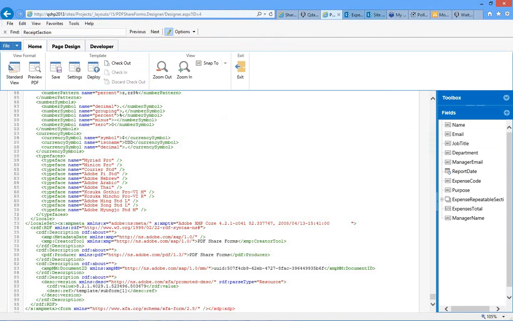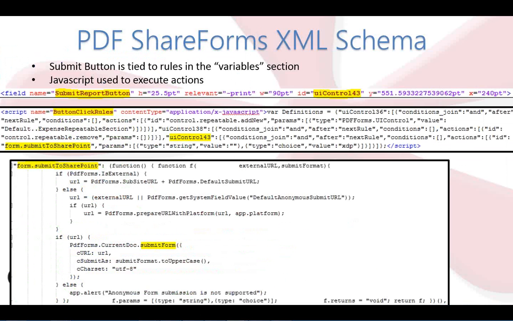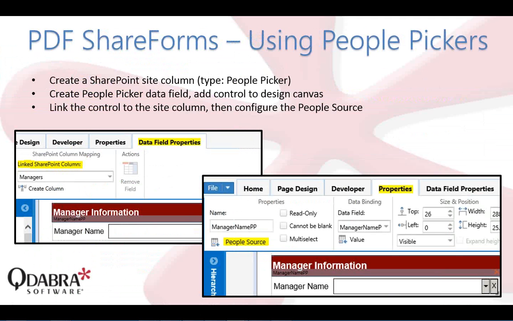Okay, so next we're going to take a look at a couple of advanced techniques. One nice technique that you can use is to populate a drop-down list using a people picker that is bound to an Active Directory group on your SharePoint site. So this is the equivalent of the people picker.